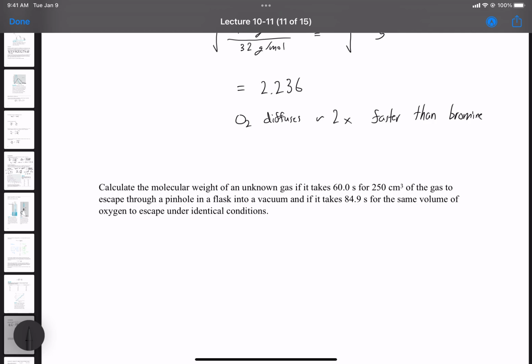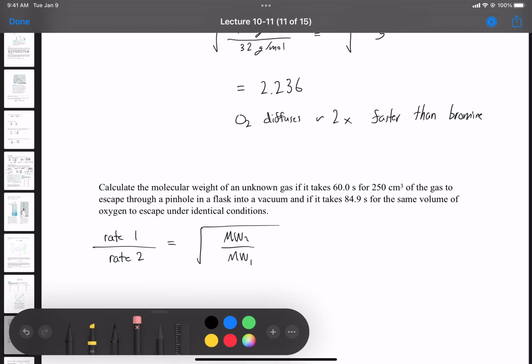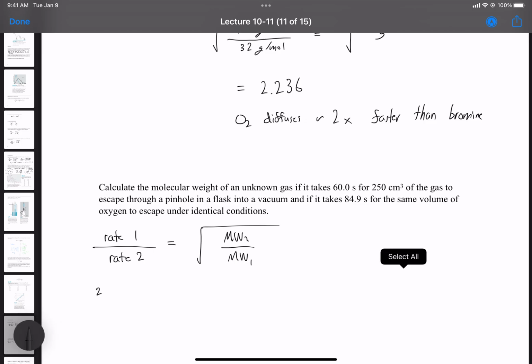Okay? So, what should we do here? Rate 1 over rate 2 equals the molecular masses here, MW2 over MW1. Okay. So if we plug in the rates, here we have 250 cm^3 per 60 seconds over 250 cm^3 per 84.9 seconds. Okay.